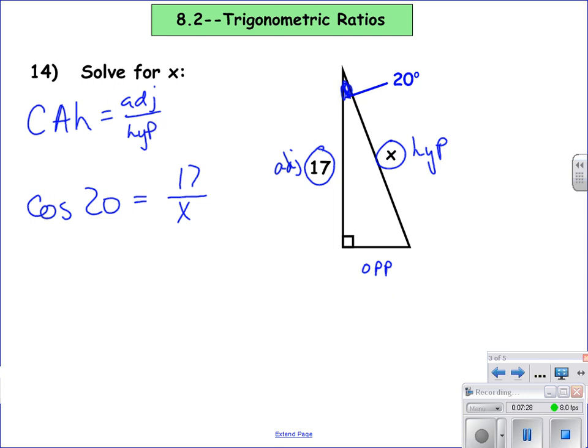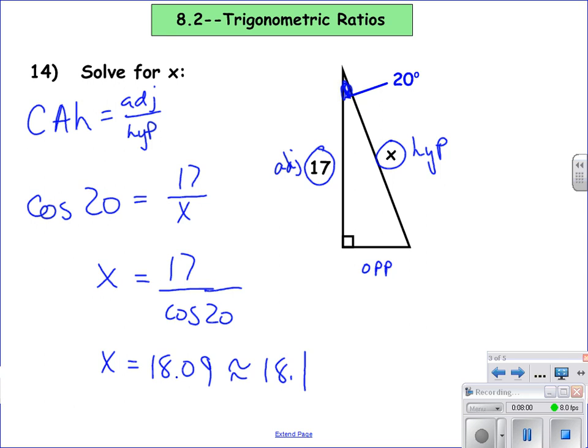So now let's go ahead and we can cut to the chase now that we did the previous example and say x equals 17 over the cosine of 20. Just flip those guys. That works, right? That works every time. And then go to your calculator, and 17 divided by the cosine of 20 is 18.09, so approximately 18.1.